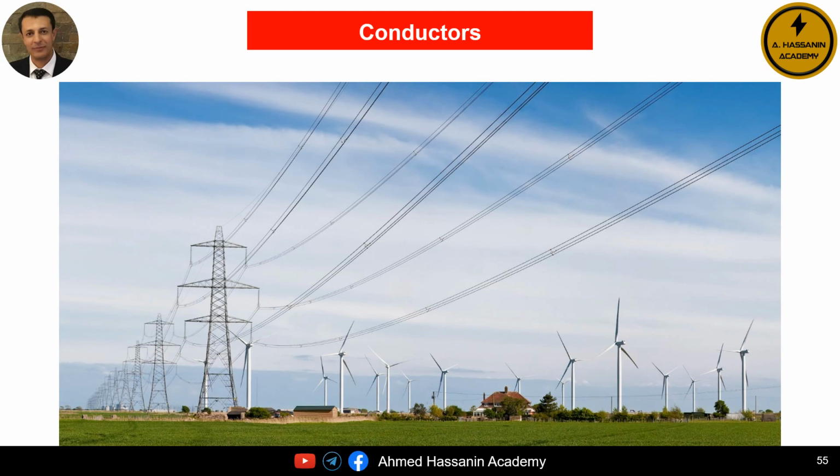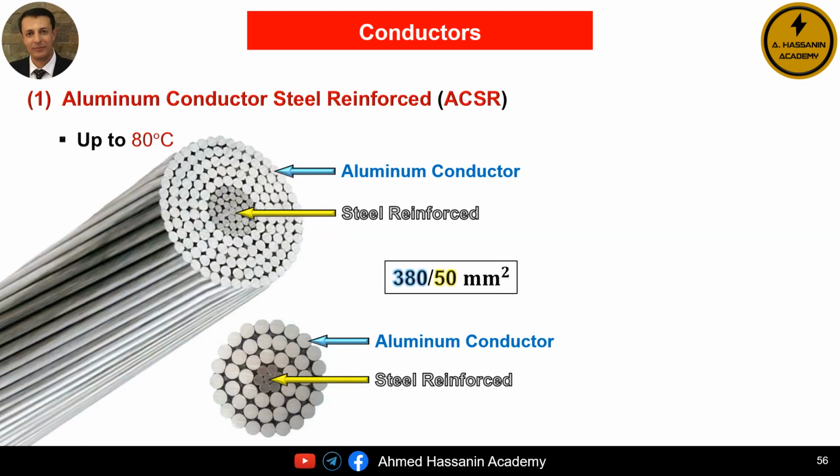In an upcoming lecture, we will discuss in more detail the types or the most common types of overhead transmission line conductors, their characteristics, as well as the advantages and disadvantages of each type. However, for now, we will briefly explain the most important or most well-known types of conductors used in overhead transmission lines. The first and most well-known type of conductor used in overhead transmission lines is the aluminum conductor steel reinforced, ACSR. The aluminum conductor steel reinforced, ACSR, consists of a core made up of one or more layers of galvanized steel wires, with one or more layers of aluminum wires wound over it.